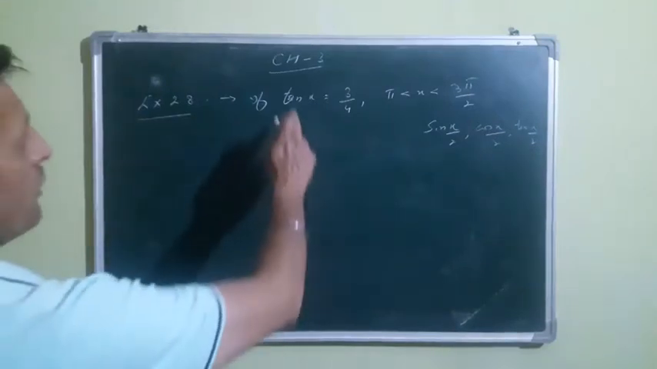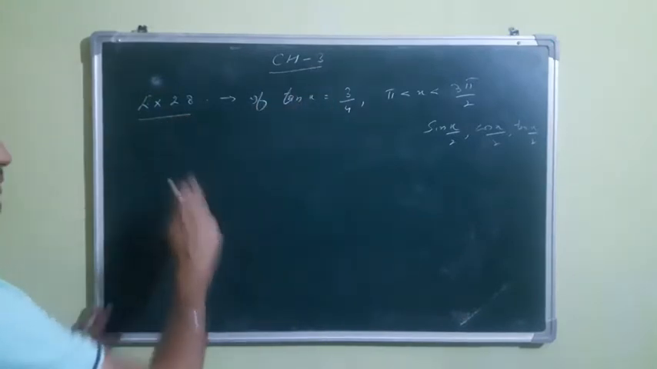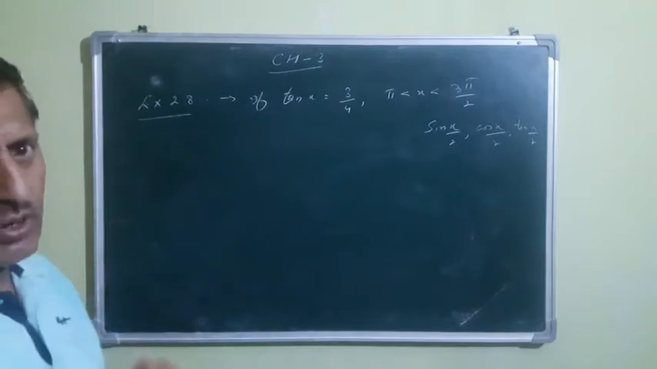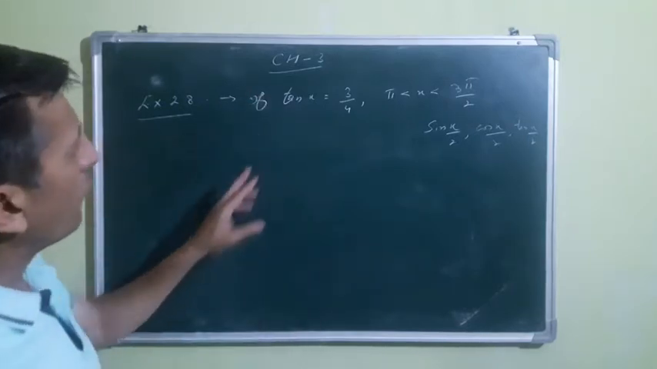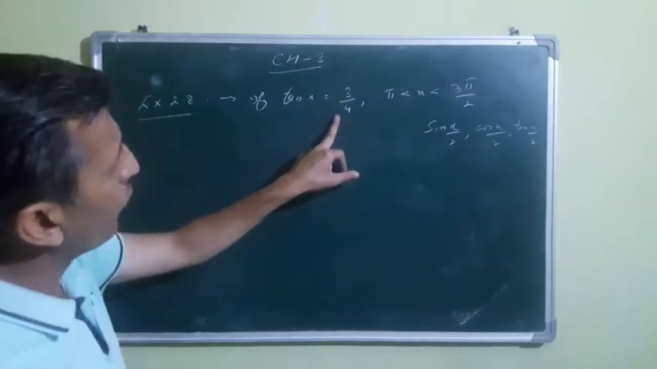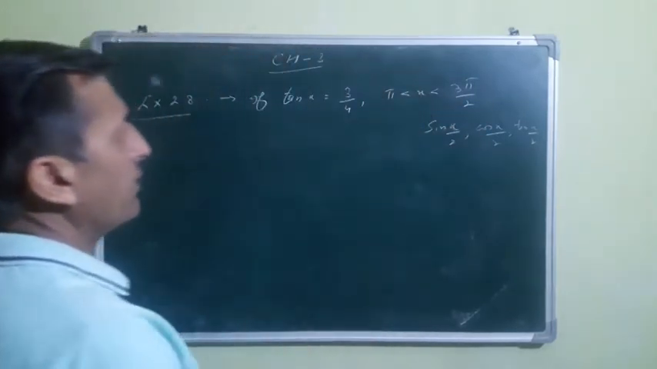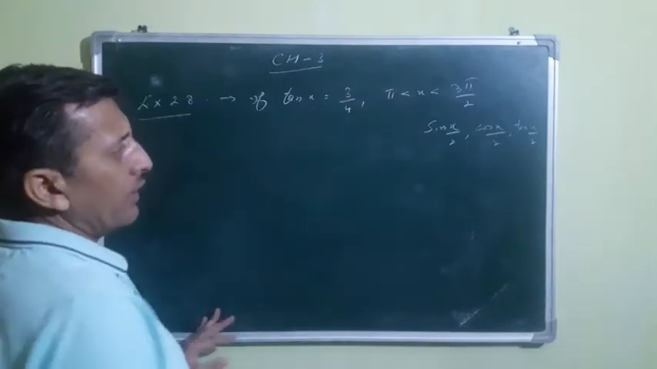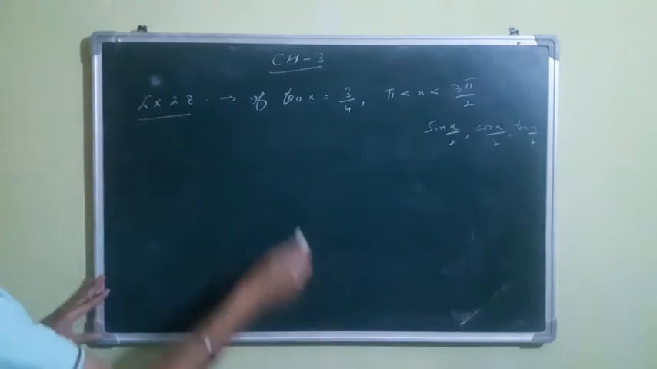Okay, now this is chapter number 3, trigonometry, and this is example number 28 from the miscellaneous part, and it's a very important question. So that's why I'm taking this question. In this case, he said that if tan x is equal to 3 by 4, and x lies between pi and 3 pi by 2, that means this is your third quadrant, then you have to find the values of sin x by 2, cos x by 2, and similarly tan x by 2.